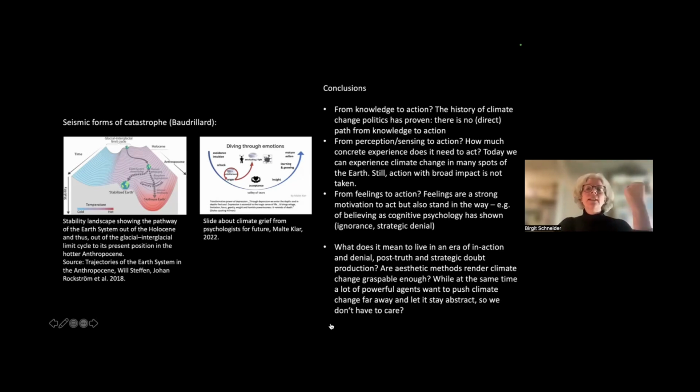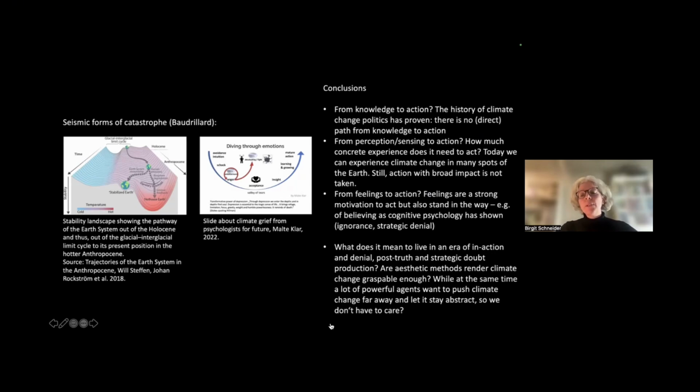But this sentence was then also changed. Maybe there's a way from perception, from sensing, to action. This is what the artists I've shown propose. How much concrete experience does it need to act? Today we can experience climate change in many spots, not only in the southern or northern regions, but also in the temperate zones already. Still, action with broad impact is not taken. And the third paradigm is from feelings to action, which has been discussed a lot in the last years, because feelings are a strong motivation to act, but also stand in the way.